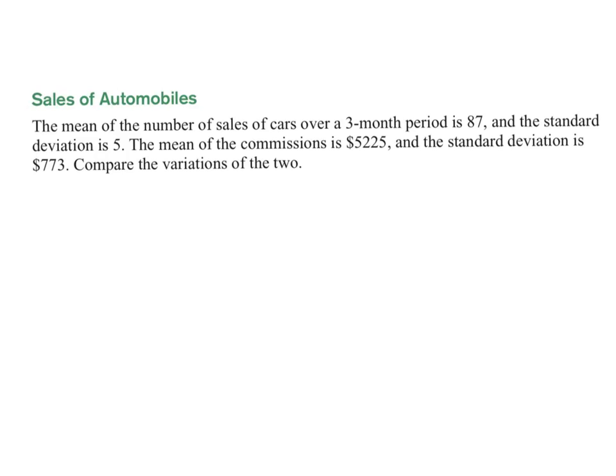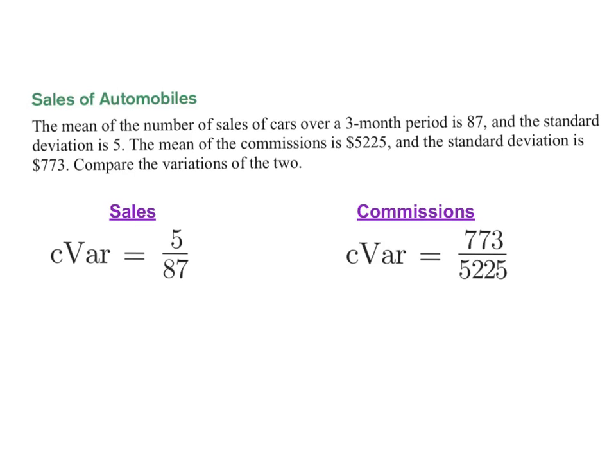So they give us the standard deviation and the mean for both car sales and for commissions. So go ahead and use that formula that I showed you to find the coefficient of variation for the car sales and find the coefficient of variation for the commissions, and then decide which one is more spread out or more variable. Go. Remember that your final answer should be represented as a percent. It's pretty straightforward. So that's your setup.